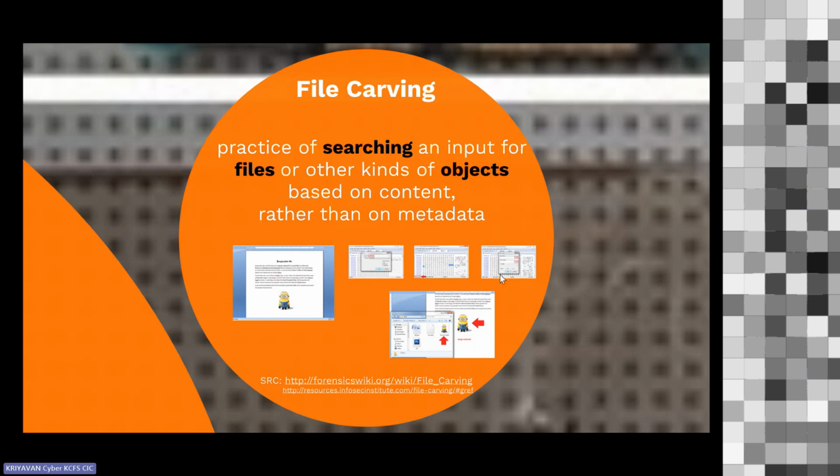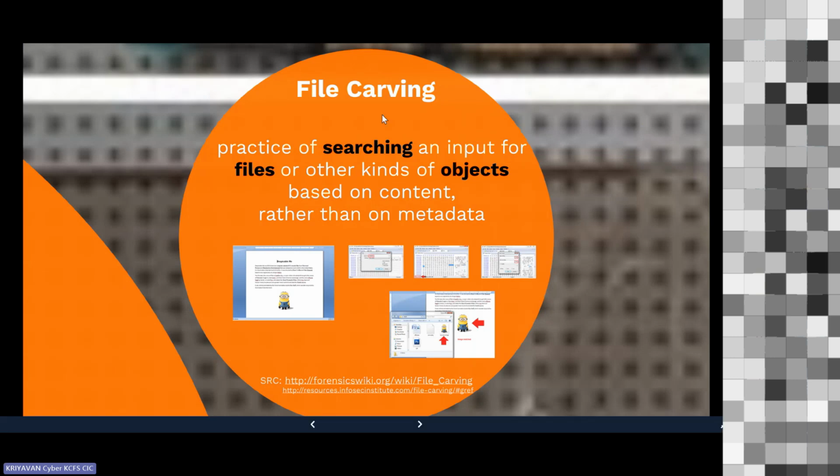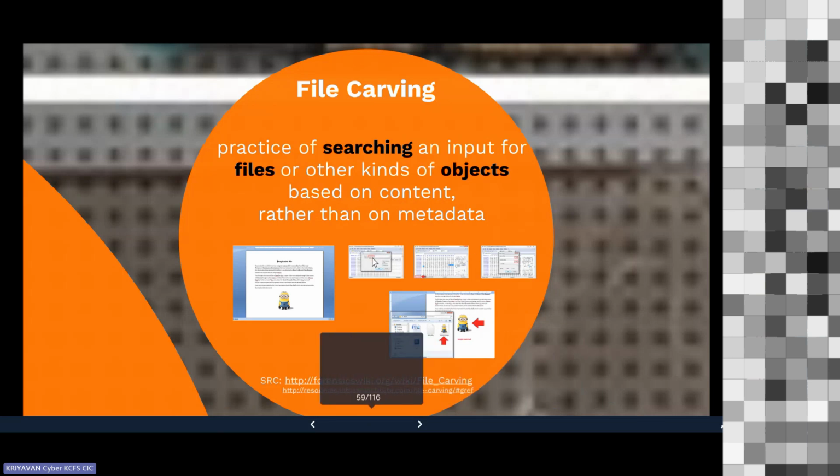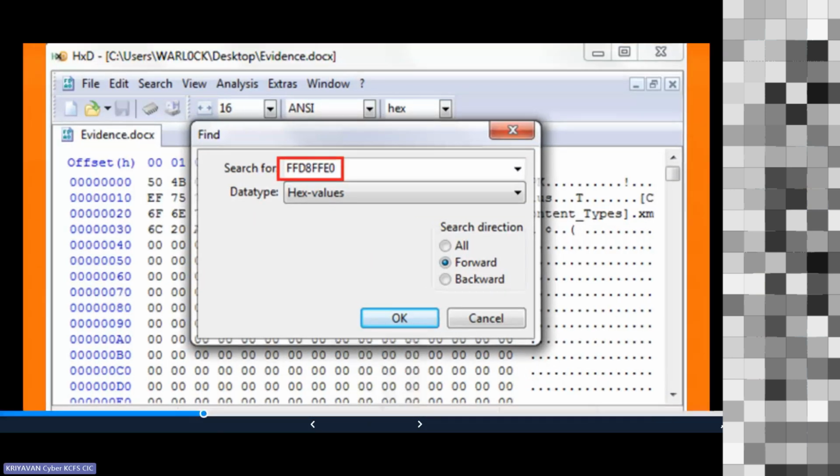Someone asked about the file signature. I'll type it in the chat box. FFD8, FF E0. You see here, you're asking for a file signature. I am typing in the chat box. Okay. So this is called file carving.